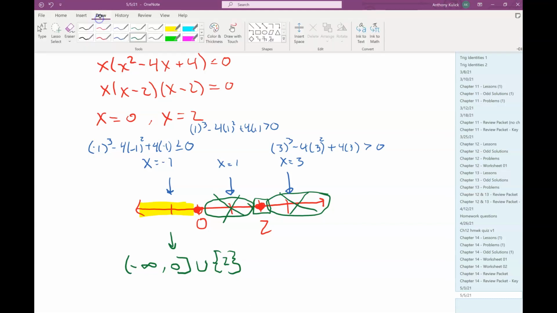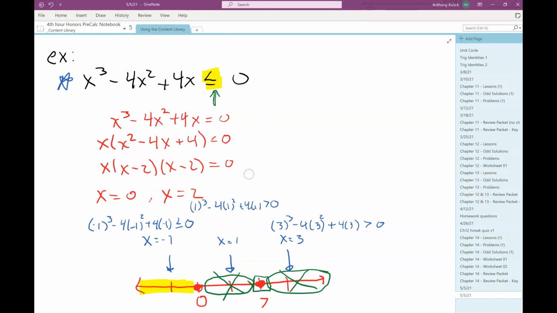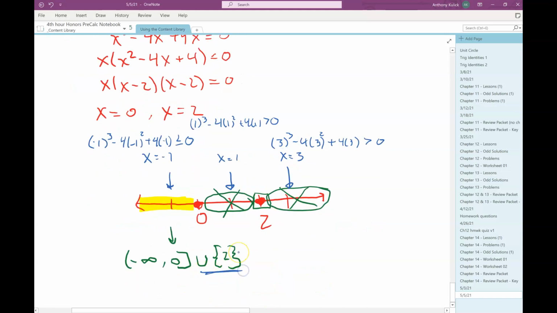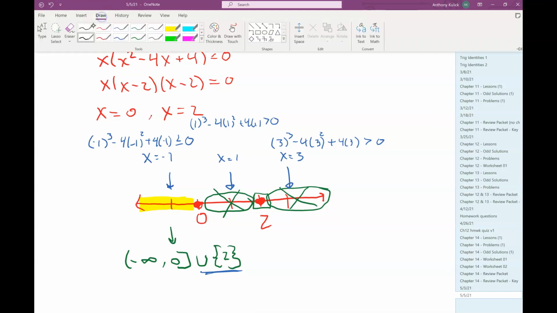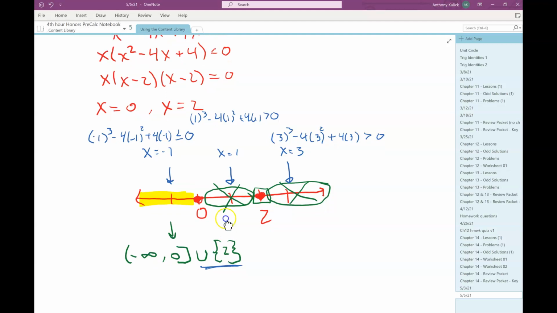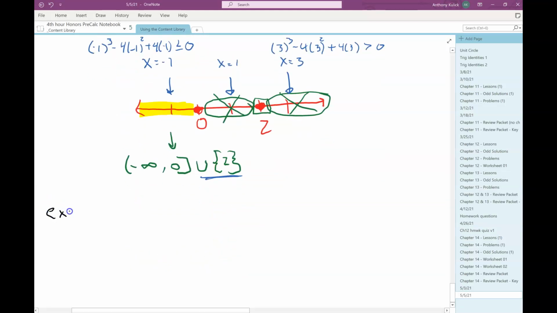Now keep in mind that if this was just less than and not less than or equal to, we wouldn't have this part at the end, right? Everybody's cool with that? In general, this is not difficult, but there are some things that can be tricky that you have to make sure you're paying attention to. Let's do this one.